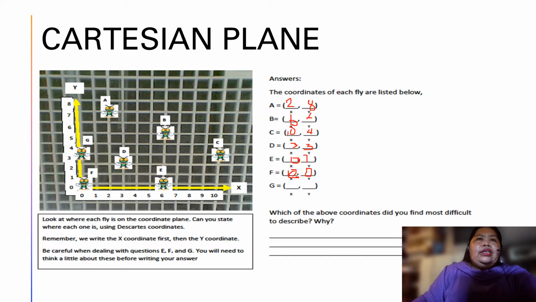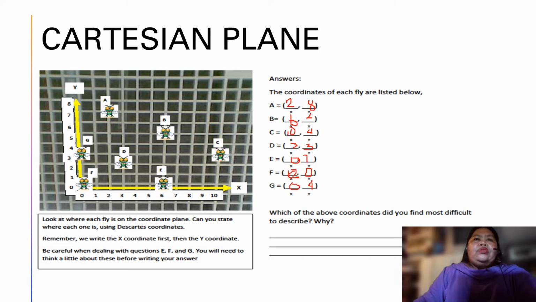And the G we have from, okay, so we have, oh, the G is here. And so that means your x is 0 and your y is 4. Okay. Now, which of the above coordinates did you find most difficult to describe?